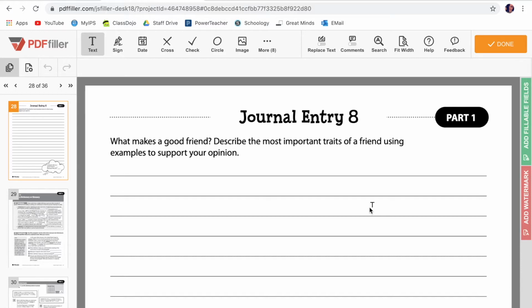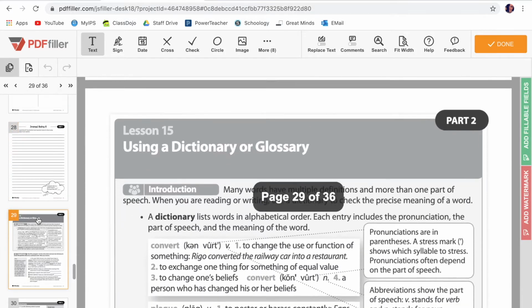We're in the writing packet, like I said, on page 28. So we're starting with a journal entry just like we always do. So today your journal entry asks you, what makes a good friend? Describe the most important traits of a friend using examples to support your opinion. So you need to use 5 to 7 sentences, which is one paragraph. You can do more than that, but you need to have at least that much to tell me what makes a friend a good friend, okay? And you're going to describe the important qualities that they have and use examples maybe from your personal friendships to support that opinion, okay?